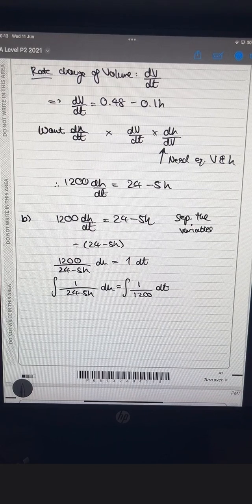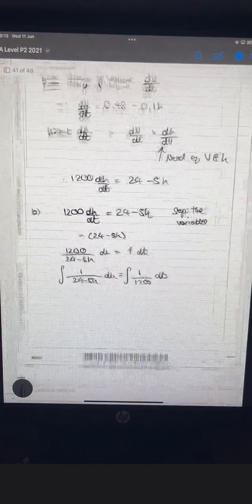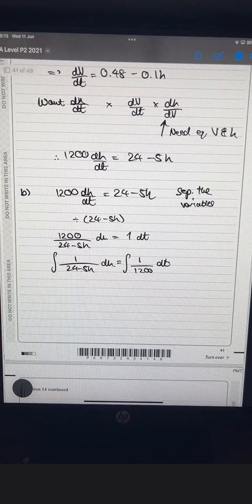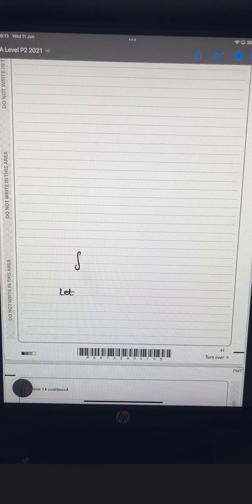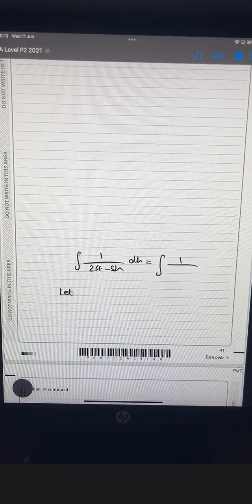So how am I going to integrate this? I'm going to use the reverse chain rule. So I'm just going to say, oh my god, oh no way. Alright, I'm going to write down the last step so we have that there. I'm going to cry. 1 over 24 minus 5h with dh is equal to the integral of 1 over 1200 dt. I apologize, guys, that it went away. I hate when this does this. You know, it sucks when I'm revising and it all goes away and I don't even have my reference.